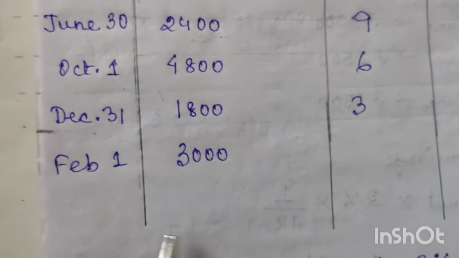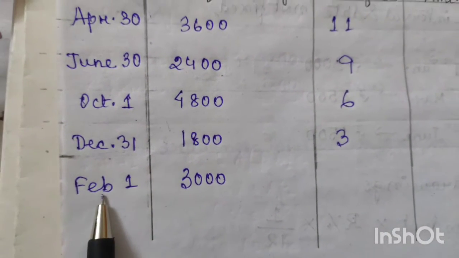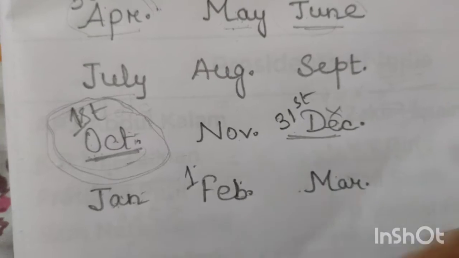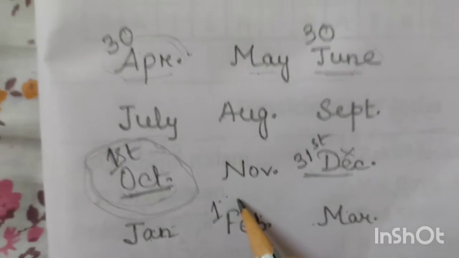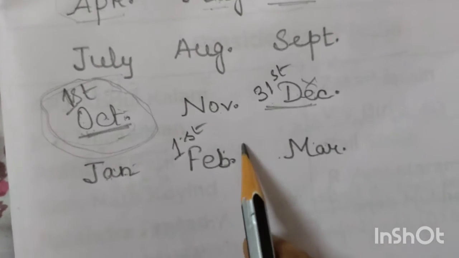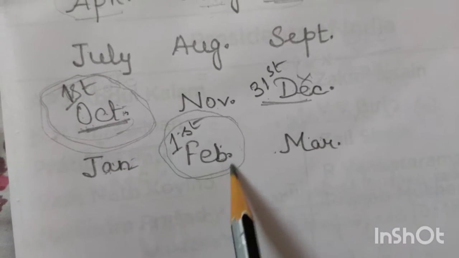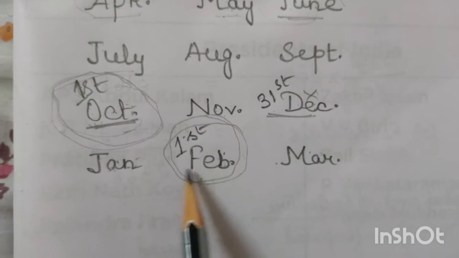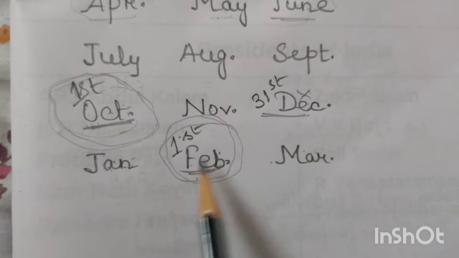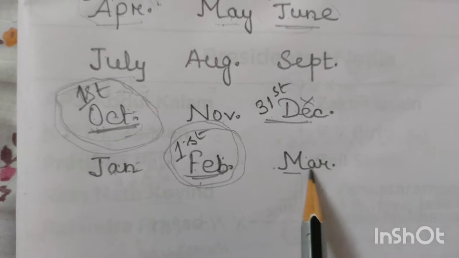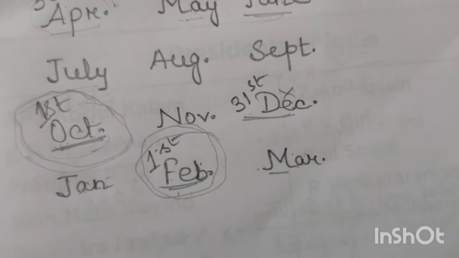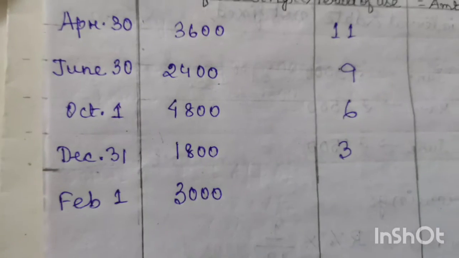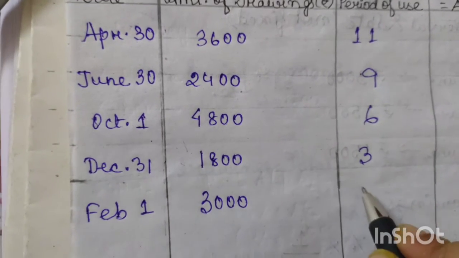Okay. Now in the last case, when we have withdrawn the money on February 1. So if it is on 1st Feb, then this month also should be taken into consideration, since this is the first day of the month. So this whole month and again March, that means 1 and 2. So period of use in the last case will be 2 months. Here we will write 2.